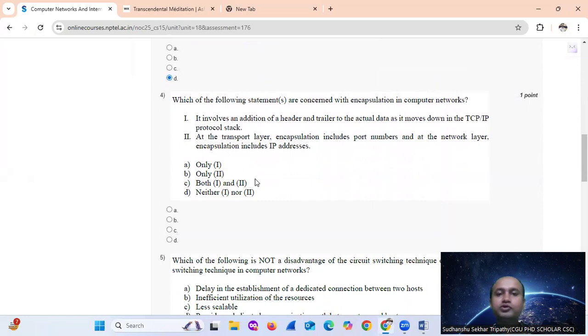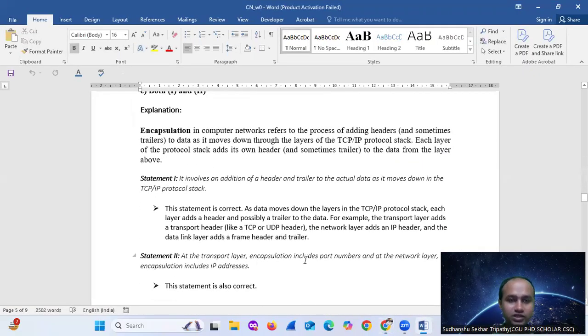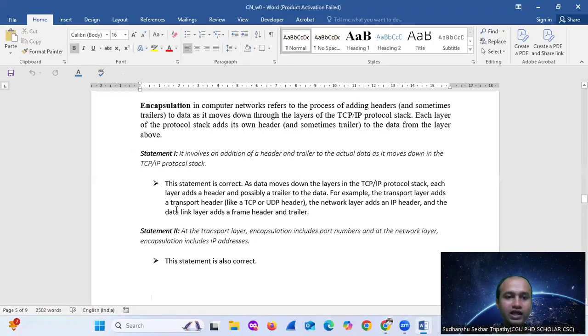Question number 4. Which of the following statements are concerned with encapsulation in computer network? So first, what is encapsulation in computer network? Encapsulation in computer network refers to the process of adding headers and sometimes trailers to the data as it moves down through the layers of the TCP/IP protocol stack. Each layer of the protocol stack adds its own header and sometimes trailer to the data from the layer above. So what is statement one?